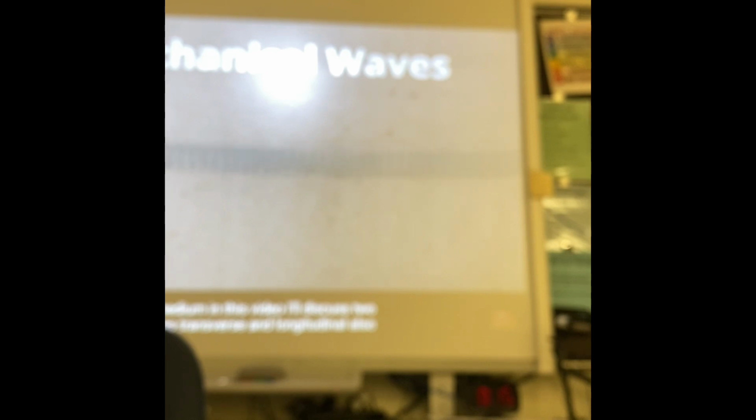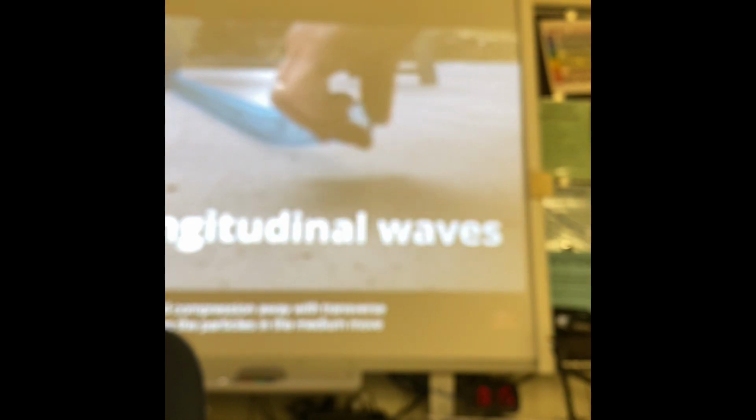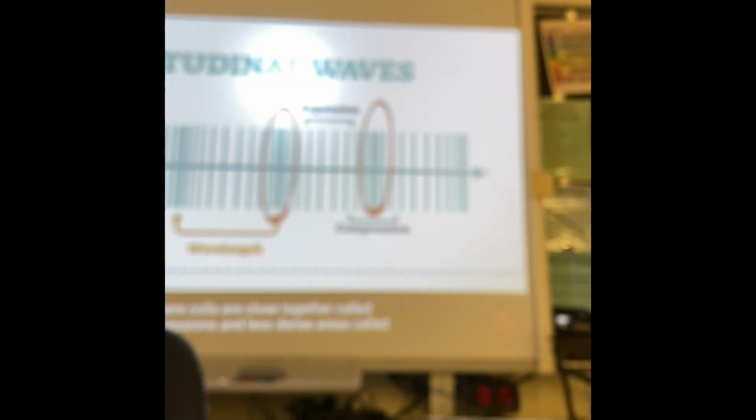In this video, I'll discuss two types, transverse and longitudinal, also called compression waves. With transverse waves, the particles in the medium move back and forth at right angles to the direction of the wave. And here's the anatomy of a transverse wave. Longitudinal waves, also called compressional waves, have the particles of the medium move in the same direction as the wave. They also have dense regions where coils are close together called compressions, and less dense areas called rarefactions.